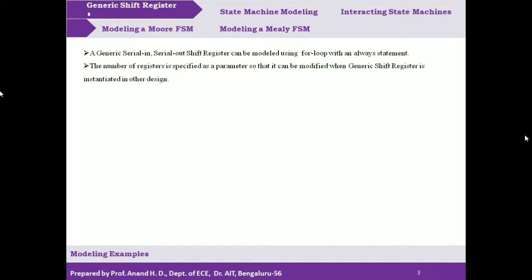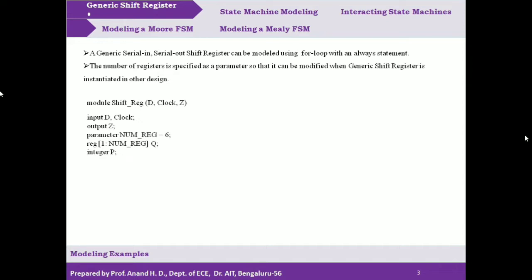Now if we look into the code for the generic shift register, we start with the keyword module, then the module name shift_reg, and then the ports D, clock and Z. The next part of the code declares these ports. D and clock are the inputs and Z is the output. Then we have a parameter num_reg which is equal to 6. So the size of the shift register is specified by the parameter num_reg, and it is equal to 6, so it is a 6-bit shift register.